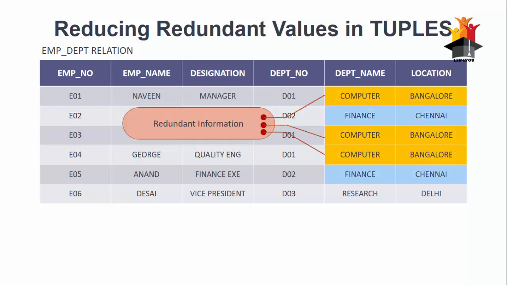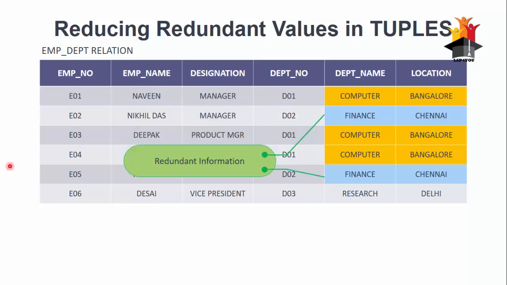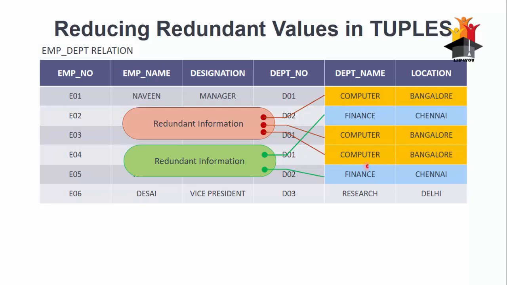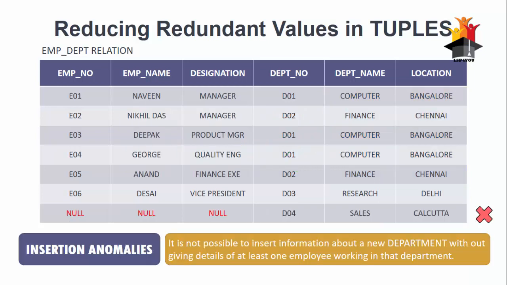This information is redundant. Now we can consider another department, Finance Chennai. 2 employees, E02 and E05, are working on the same department, Finance. This is also redundant information. So this is redundant data, redundancy of data. And this redundancy causes update anomalies such as insertion anomaly, deletion anomaly, and update anomalies. Let us see the insertion anomaly. Suppose we want to insert the details of a new department without giving the details of employee. In this case, insertion will not be possible because null values cannot be put into employee number as it is the key attribute.